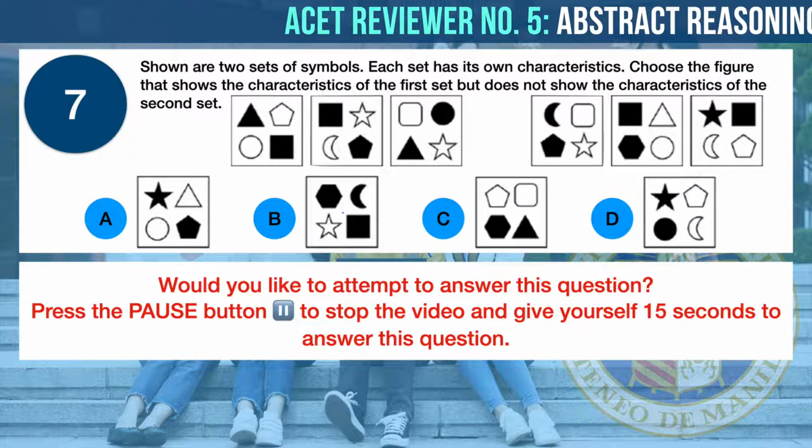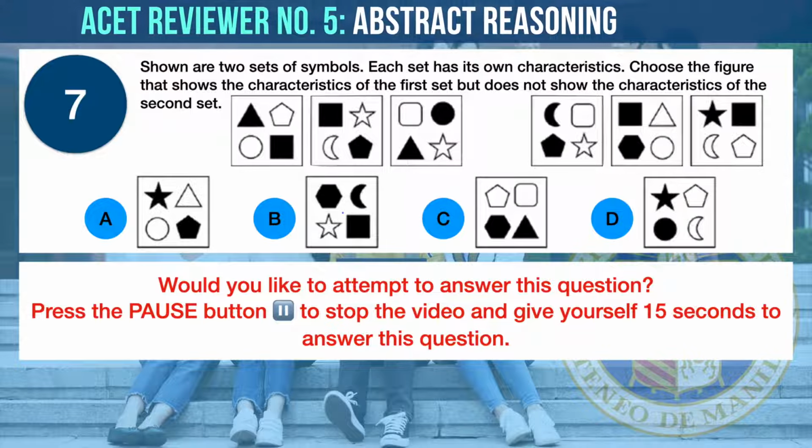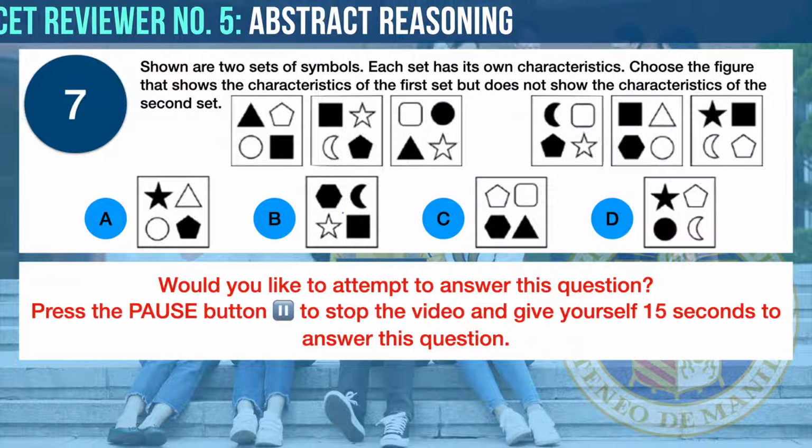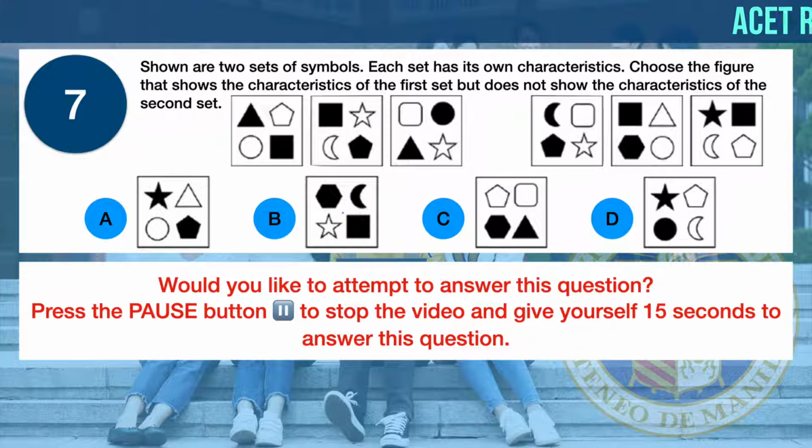Abstract reasoning question number 7. Shown are 2 sets of symbols. Each set has its own characteristics. Choose the figure that shows the characteristics of the first set but does not show the characteristics of the second set.